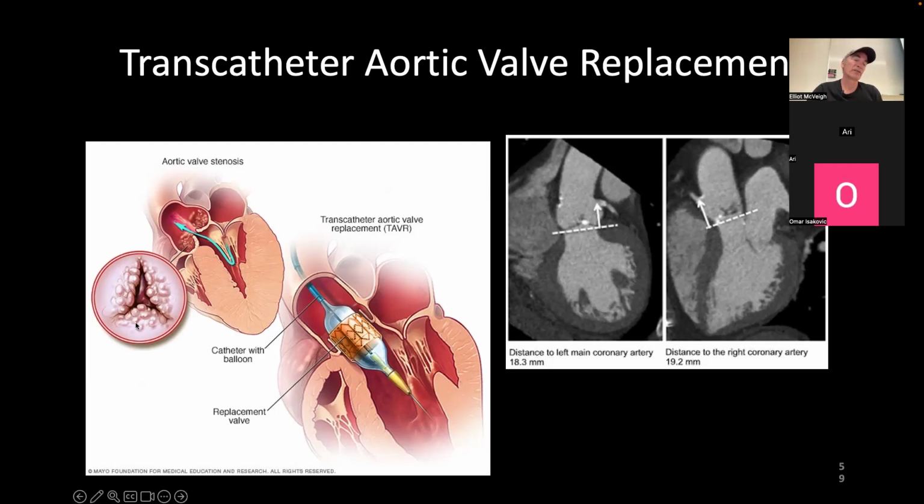Older people often get valves that look like this. It's got calcified, crusty stuff on it, so it can't really open that well. So these are people in their 60s, 70s, 80s, right? So they need a new valve.